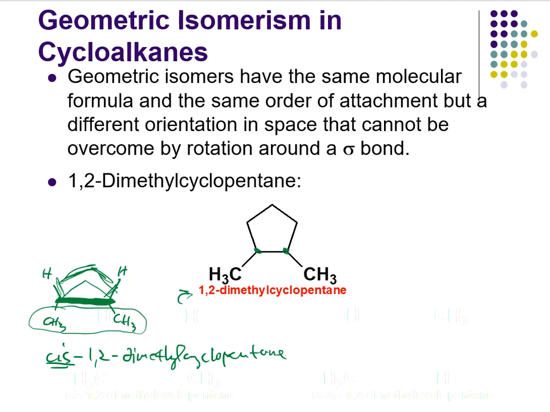So cis is letting me know that these two groups, the 1 and 2 position, those methyl groups, are on the same direction. We call this a geometric isomer. And you can kind of see why. It's all about geometry. It's all about the 3D shape. It's all about which way these bonds and stuff are pointed.